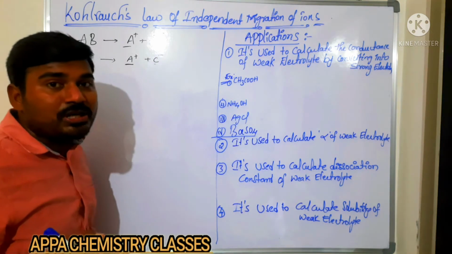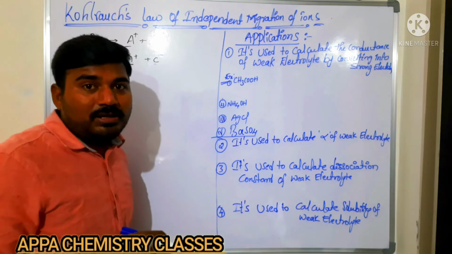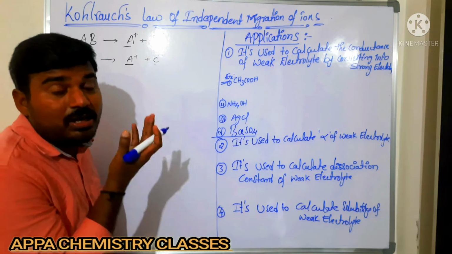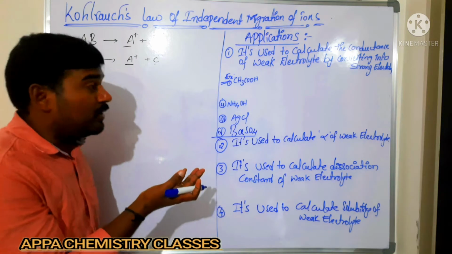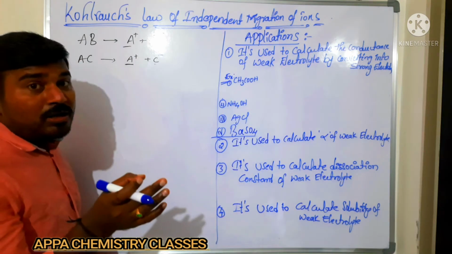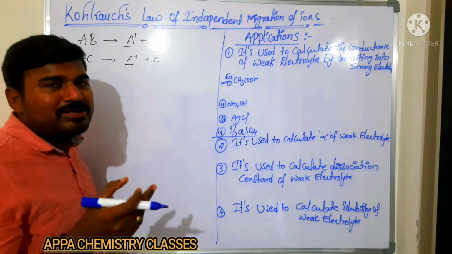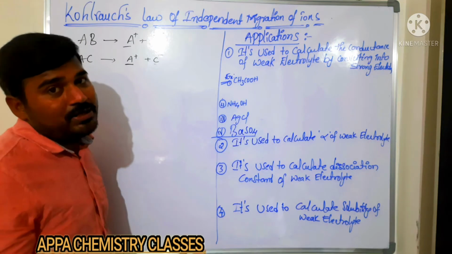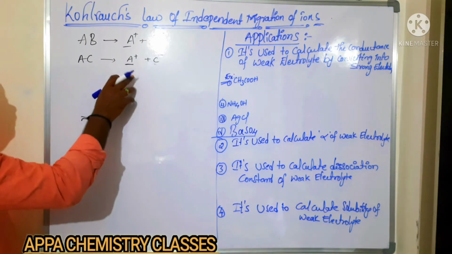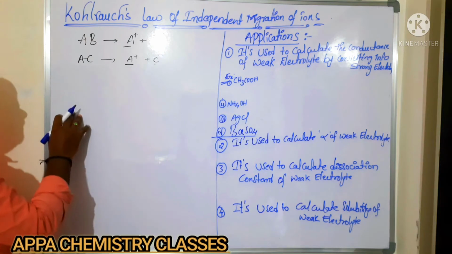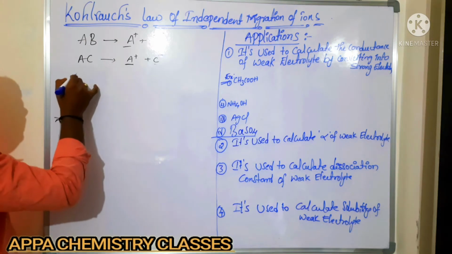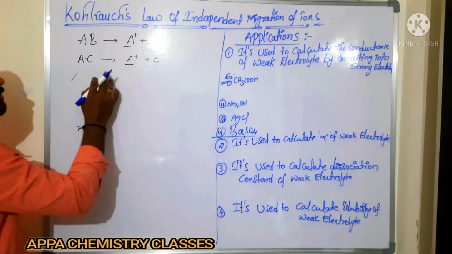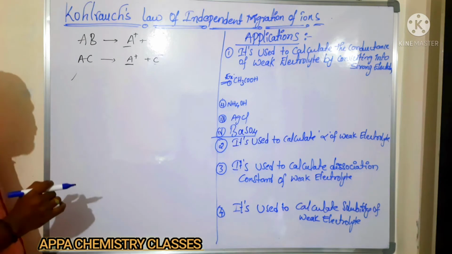At infinite dilution, whether a strong electrolyte or weak electrolyte, Kohlrausch's law is mainly used for the calculation of conductance of weak electrolytes. So the limiting molar or the limiting equivalent conductance. What is meant by limiting? Limiting means the conductance which is calculated at infinite dilution. So the limiting molar or limiting equivalent conductance of an electrolyte is equal to the sum of the ionic conductances at their infinite dilution. This is called Kohlrausch's law of independent migration of ions.